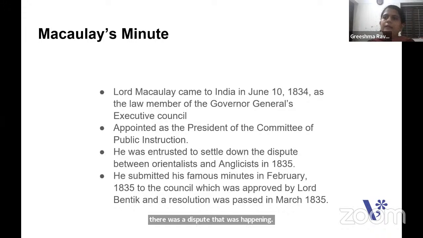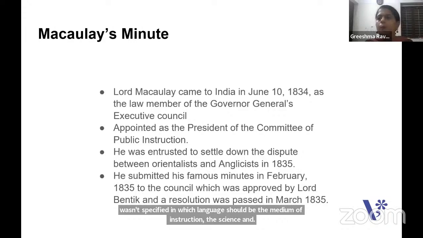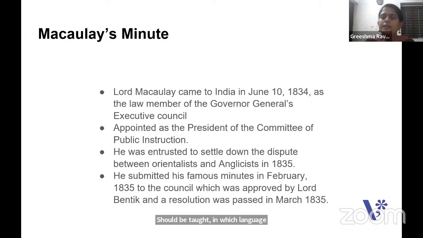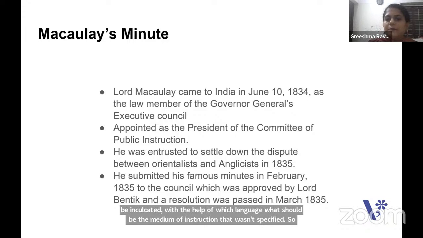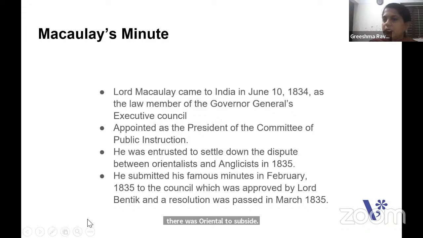That means the Charter Act of 1813 did not specify which language should be the medium of instruction. In which language should science and literature be taught? With the help of which language should scientific knowledge be inculcated? What should be the medium of instruction? That wasn't specified, so there was the Oriental Occidental controversy. To subside that, Macaulay came here. He submitted his famous minute in February 1835 to the council, which was approved by Lord Bentinck.